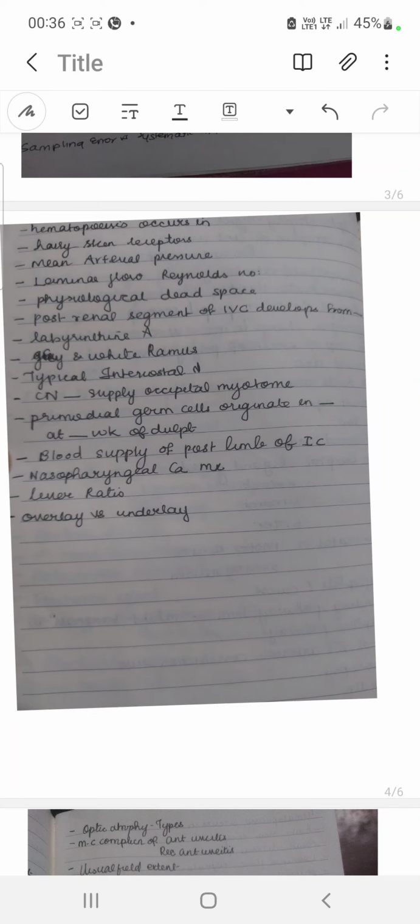Esophageal carcinoma, the main treatment you have to give is radiotherapy, very radiosensitive. In higher grade you have to give chemotherapy also, it's not surgery. Lever ratio is 1.3:1, overlay underlay with respect to annulus, either lateral or medial. Overlay lateral, underlay medial.